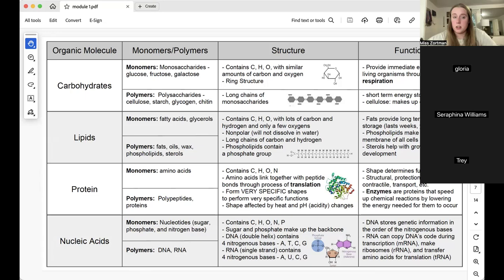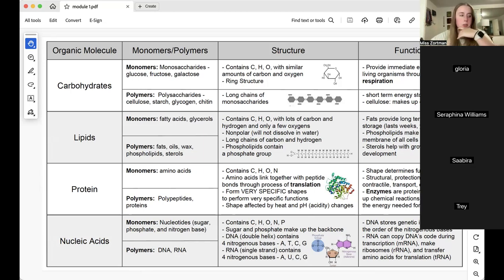Each of our macromolecules were broken down into monomers and polymers. Monomers being one building block, so think one Lego brick if you're building a structure, or one piece of the puzzle. Polymers are the full structure, so the finished puzzle or the finished Lego house or whatever it is that you're building, or in this case, the finished carbohydrate, lipid, protein, or nucleic acid.